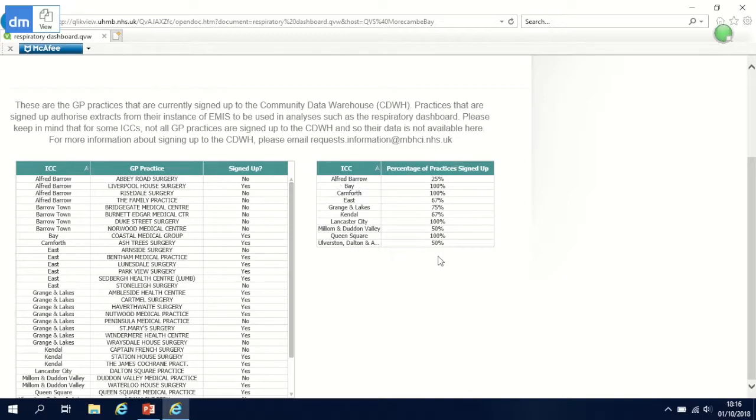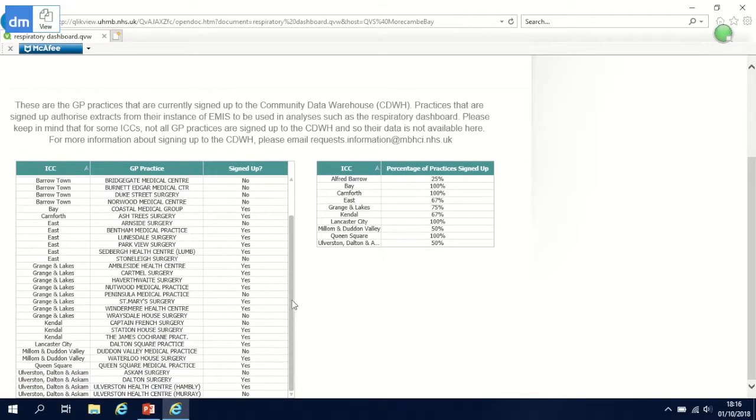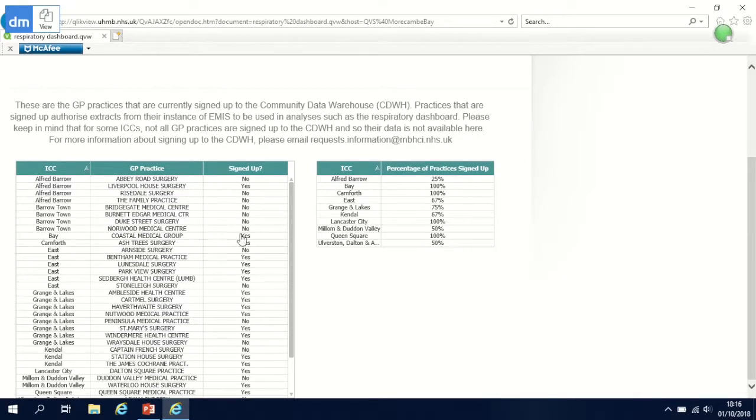As a network, we can also use the dashboard to look at the whole of Morecambe Bay and see where there are examples of best practice which we can share, and also focus our support in areas which are facing challenges. All of this is only possible if the data is shared from all of the practices across Morecambe Bay in the first place.